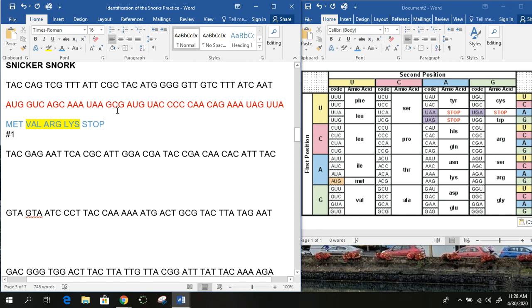Now, remember, we do not transcribe if there is not a start codon. So is GCG a start codon? No. The answer is no. So we do not have to do that. What I'm going to do is put 3 X's so I know that there's no amino acid there. Now, AUG, that is our start codon, so we put Met.